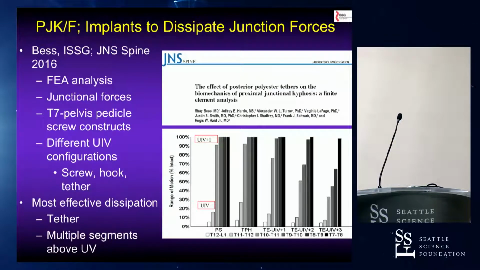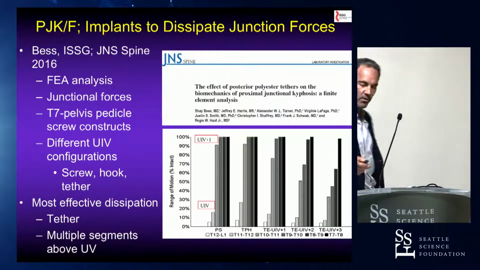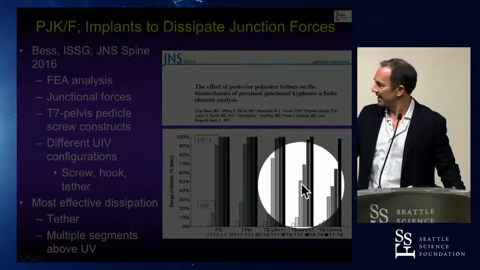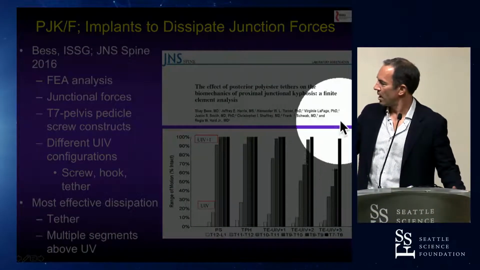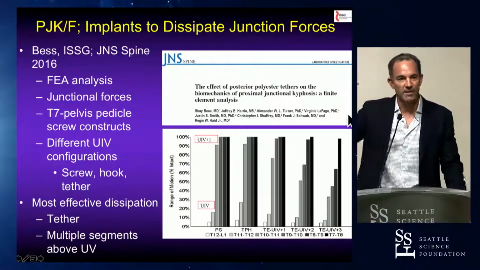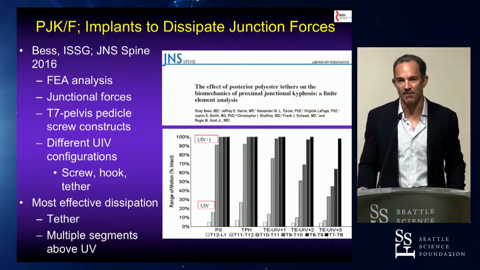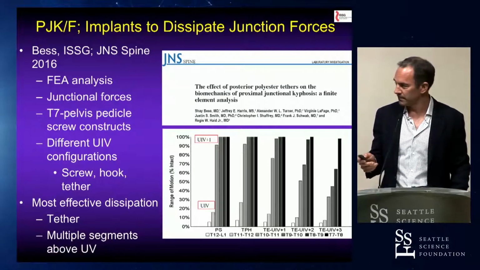If you look at a transverse process hook at the UIV, you see it dampens it a little bit, but you have this enormous gradient. But then as we use tethers at the UIV plus 1, UIV plus 2, and UIV plus 3, you can see you have this much more even dampening effect as you go across to those segments that are theoretically non-instrumented and not part of the pedicle screw construct.